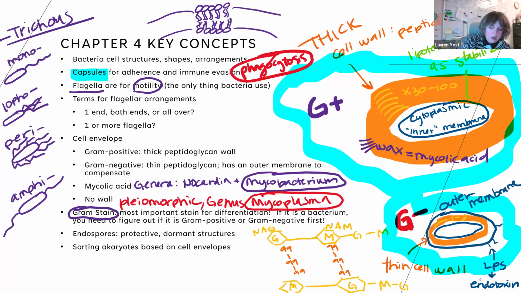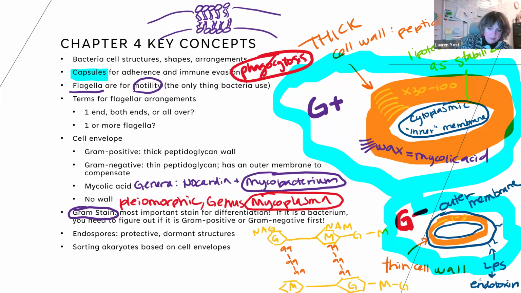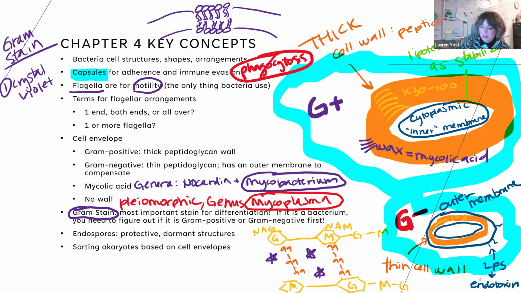Okay. I'm going to get rid of our flagella for a second so we can go over the gram stain. So the gram stain has 4 major steps. The 4 steps of the gram stain, the first step is crystal violet. And this sticks in the peptidoglycan like this. It gets stuck inside of the peptidoglycan.